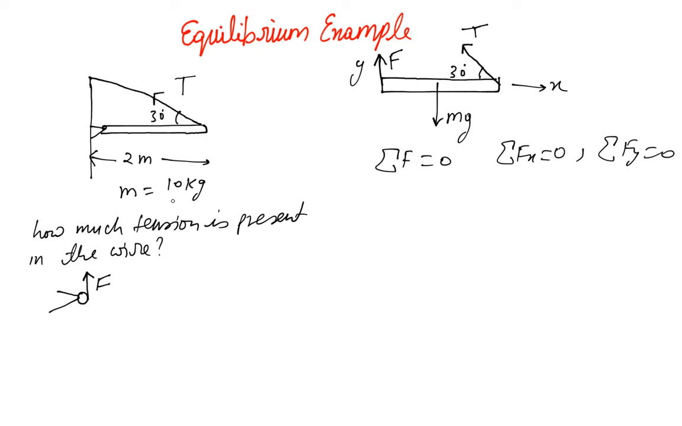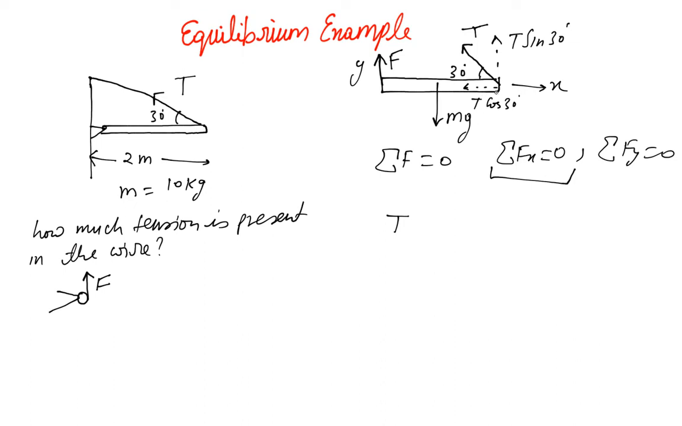As we are being asked just the force which is being provided by the hinge in the y direction, we are not really too worried about this equation. We are more concerned about that equation. Now T is neither in the x direction nor in the y direction, so we can break T into two parts. T is T sine 30 in this direction, and T cos 30 in this direction.